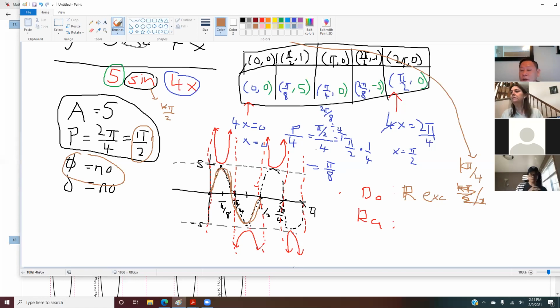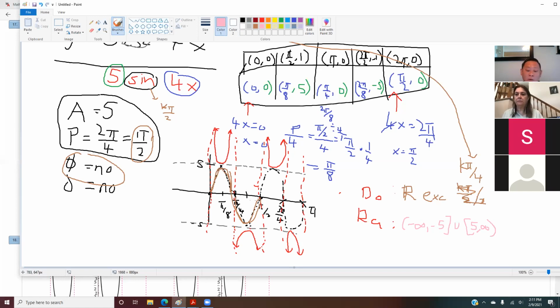Range, anyone know what the range is in this case? It goes from negative infinity to -5, bracket included, yeah. Union, and then 5 to infinity. Yep. So this is how you figure out your domain and range. Make sure you know how to do this, because I will tell you it's coming up in your test. Okay.